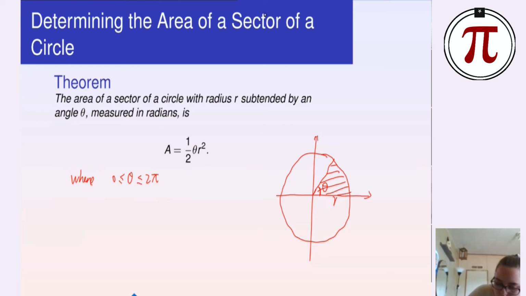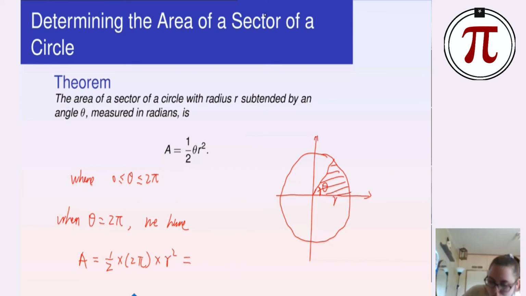Now this is of course for any angle theta between 0 and 2 pi. So in the special case, when theta equals 2 pi, what do we have? 1/2 times 2 pi times r squared, right? Now the 2 and 2 cancel out. Did you see that? So this one equals what?